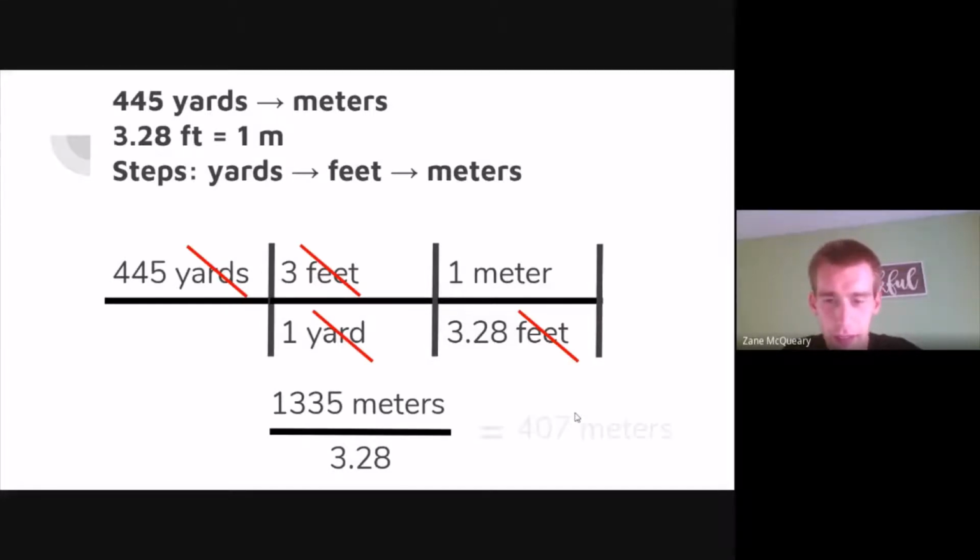We'll simplify this, and you see that we are left with 407 meters. Now, if you do this at home when you're working along, you'll notice that it's not exactly equal to 407 meters, but remember our original problem asked us to round to the nearest meter. All right, that's example problem number 1. We're going to go ahead and step up to example problem number 2.